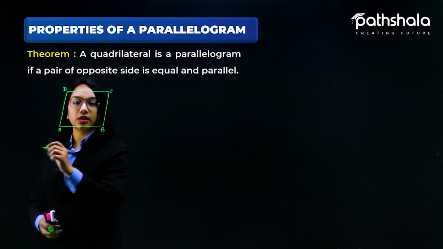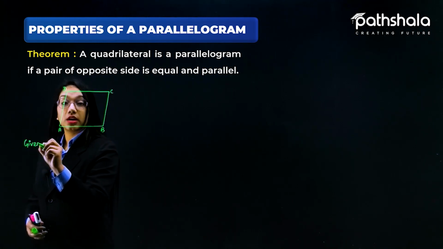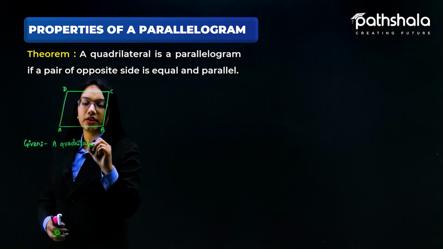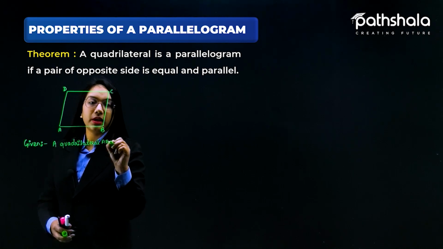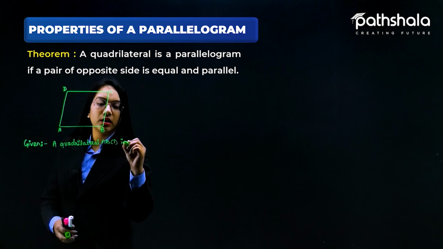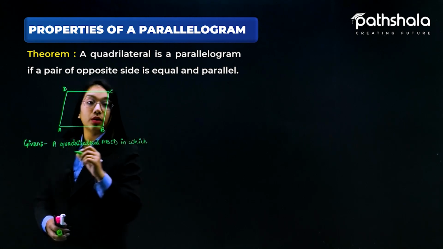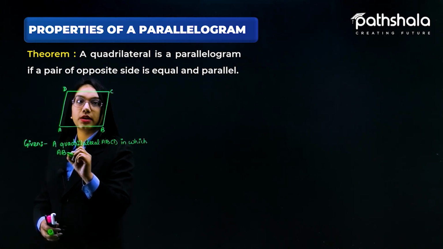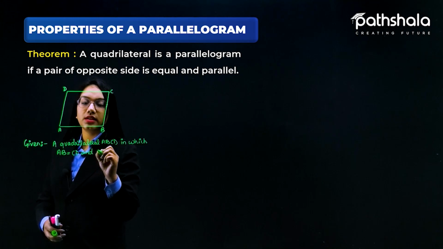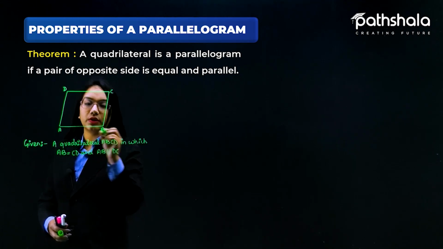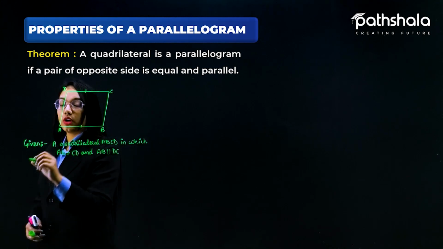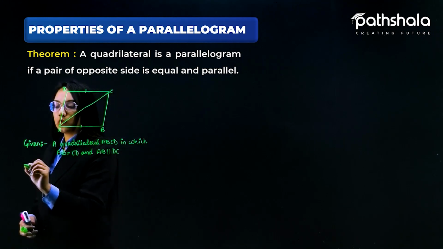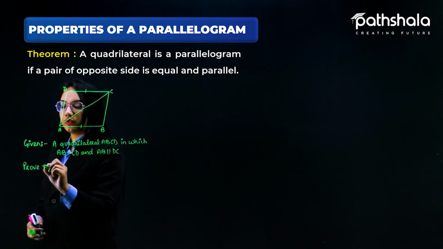Furthermore, it says that the given condition is a quadrilateral ABCD in which a pair of opposite sides is equal and parallel, in which AB is equal to CD or DC, and AB is parallel to DC, is given to us. Let us suppose I'm joining the diagonal AC.